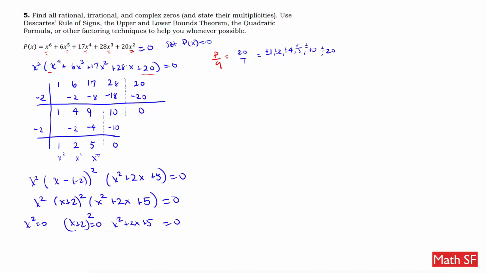So what I'm going to get here is x is equal to 0. And then I'm going to use the zero product principle, so x equals negative 2. I'm going to write the multiplicity because they want you to do the multiplicity here. But this guy here, I can't solve it, so I'm going to use the quadratic formula for that one.